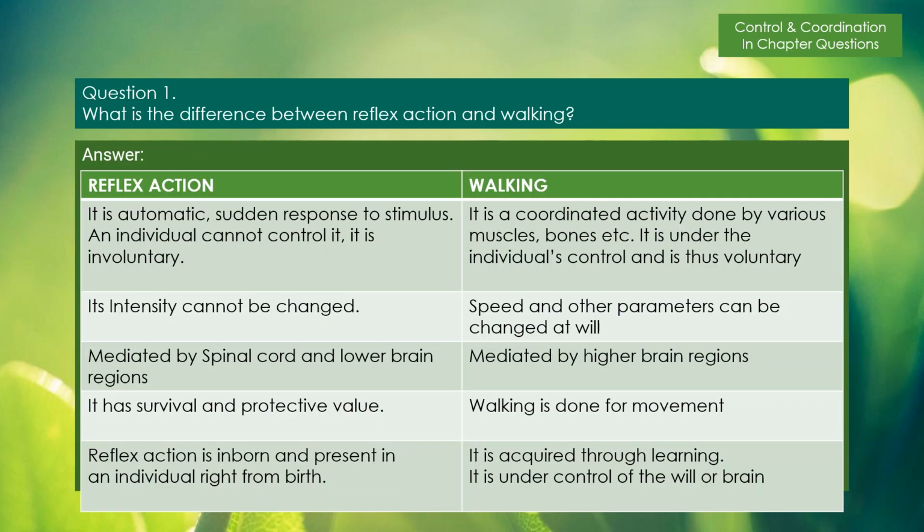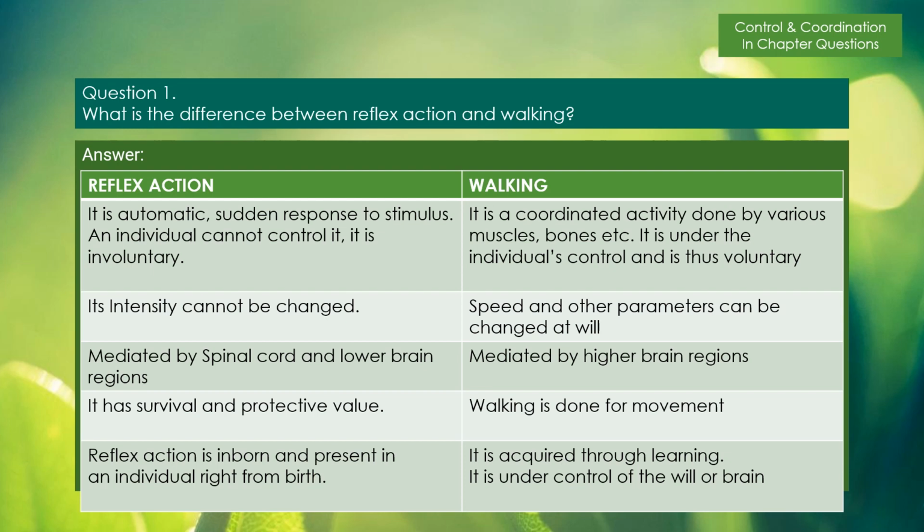Reflex action, we know, is an automatic sudden response to a stimulus. For example, when we touch something hot, we instantly remove our hand. So we cannot control its intensity. And here the response doesn't go all the way up to the brain to get a reaction. Here the response is mediated by the spinal cord and the lower brain regions. This reflex action mainly is designed for survival or protection, and it is inborn. Even a newborn has certain reflex actions, and it is present right from birth.